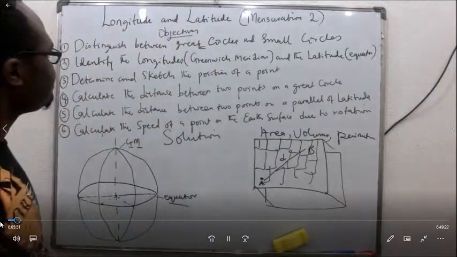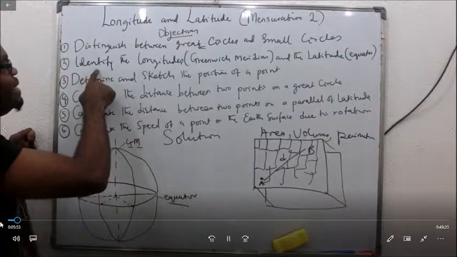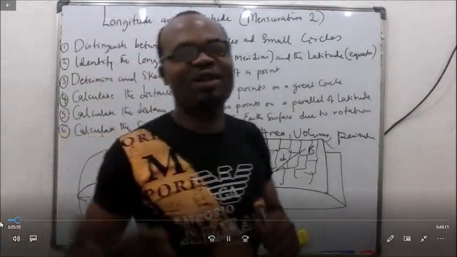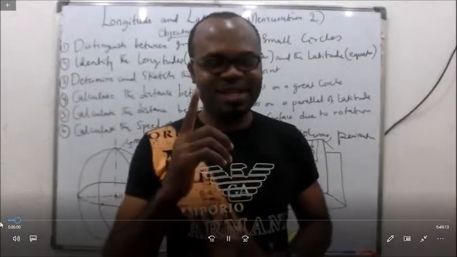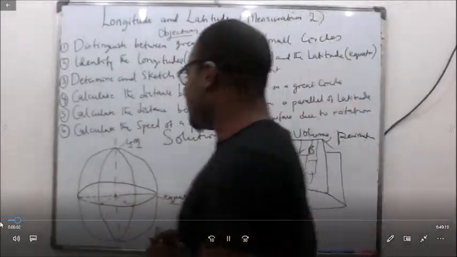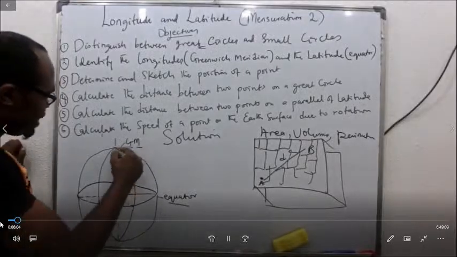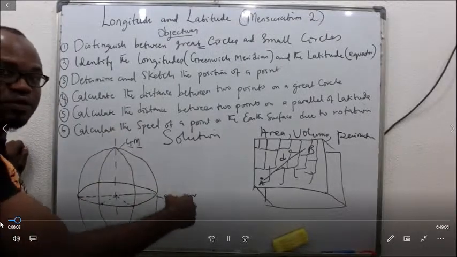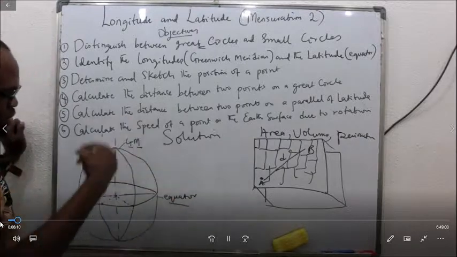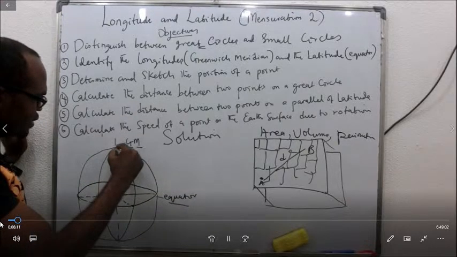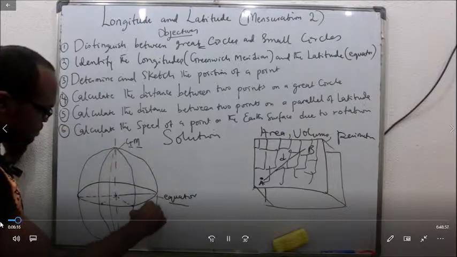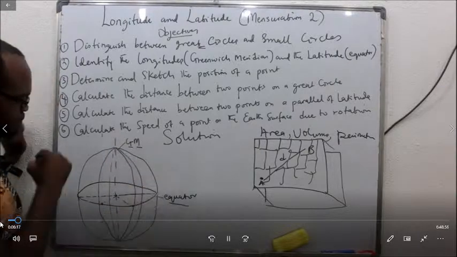Now, number two, you're going to be able to identify the longitudes and the latitudes. Now, what are the longitudes and latitudes? Now, the longitudes are those circles. If you want to run circles across the Earth's surface, you can run as many as you want. You can have this. You can have this.